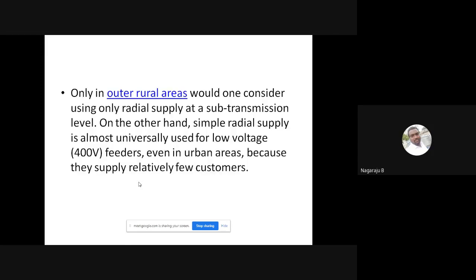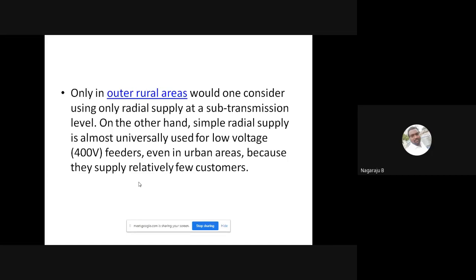Only in outer rural areas would one consider using only radial supply at sub-transmission level. On the other hand, simple radial supply is almost always used for lower voltages.